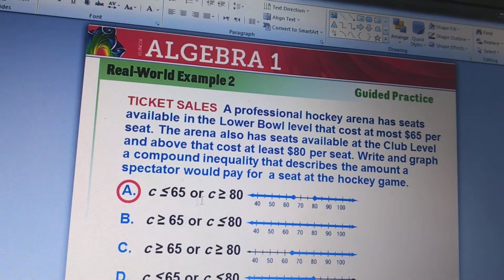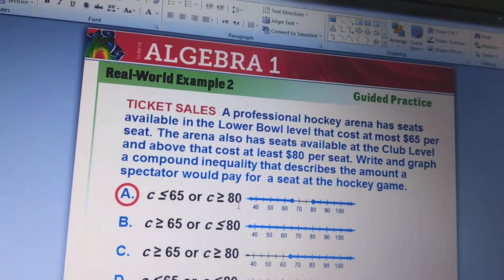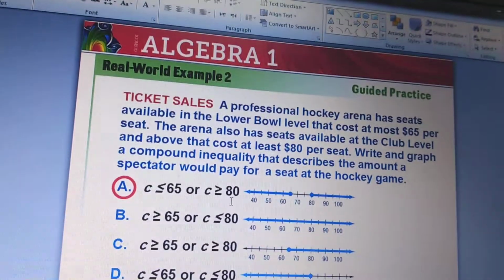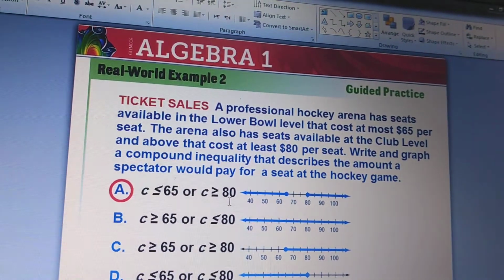Here we have opposite directions. c less or equal, c more or equal. One goes to the left, one goes to the right. This means they will not intersect at all. This will be the solution.